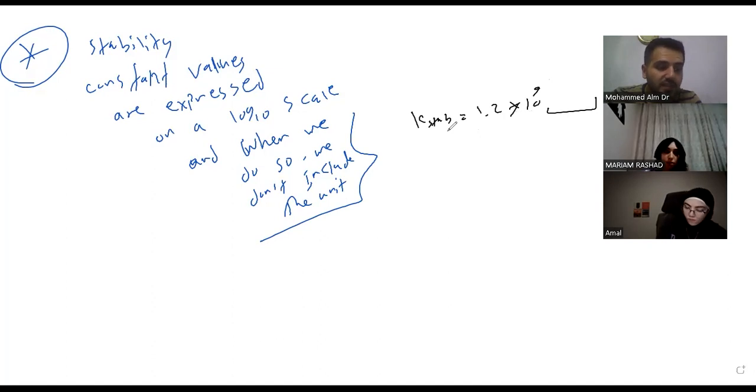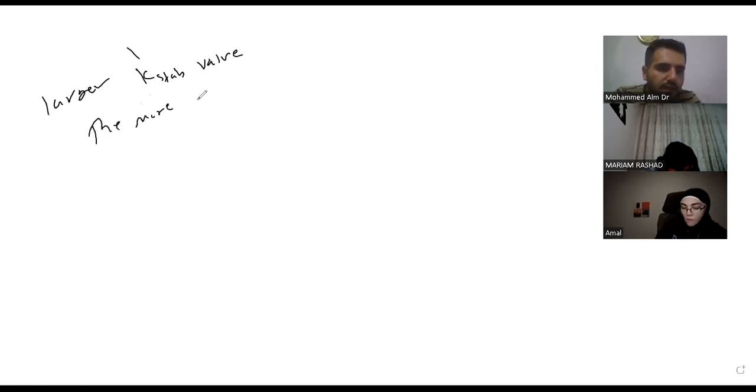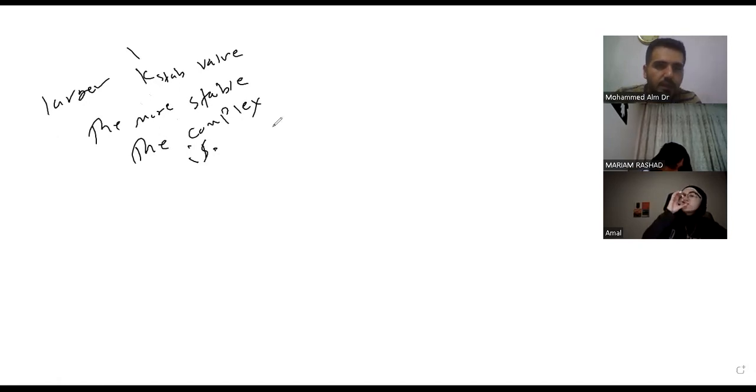Another important note, guys, this note you have to underline. This is a very important note. It says that the larger the Kstab value, the more stable the complex is. Okay, you have to write with me now, because later on we will need all of these notes when we start solving the past papers. So the larger the Kstab, the more stable the complex is.